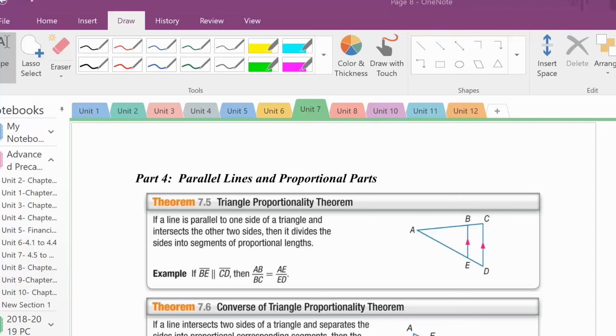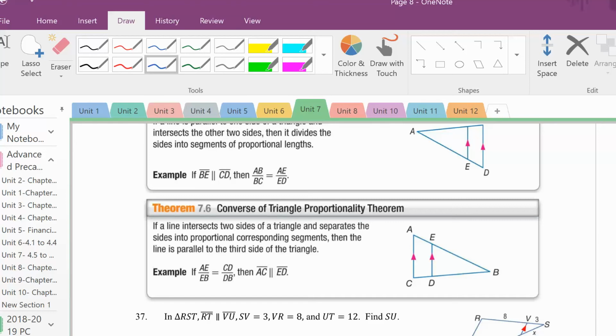We're talking about parallel lines and proportional parts. If a line is parallel to one side of a triangle and it intersects the other two sides, then it divides the sides into segments of proportional lengths. So for example, here you could say AB over BC is equal to AE over ED. They are proportional lengths.